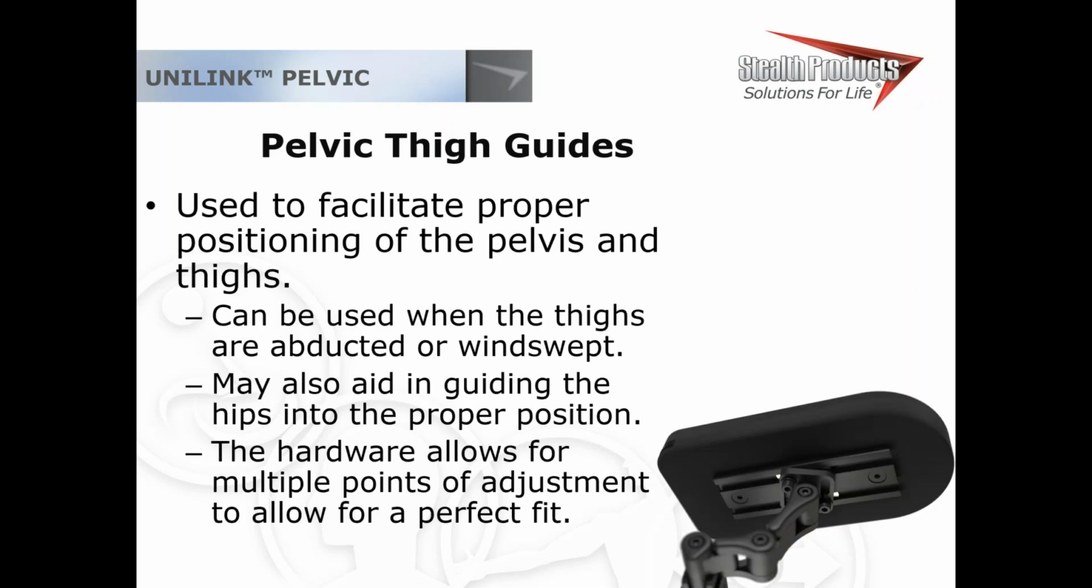These thigh guides do the same thing as every other thigh guide out there on the market. They're really used to properly position that pelvis, as well as thighs. So these can be used really to position thighs when they're abducted or anything like that. You can also aid in guiding the hips into their proper placement when they're getting in and out of their chair. And the big difference here though is that Unilink provides you multiple points and multiple planes of adjustment to allow for that perfect fit.